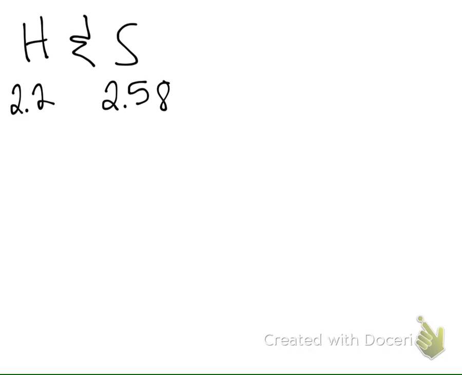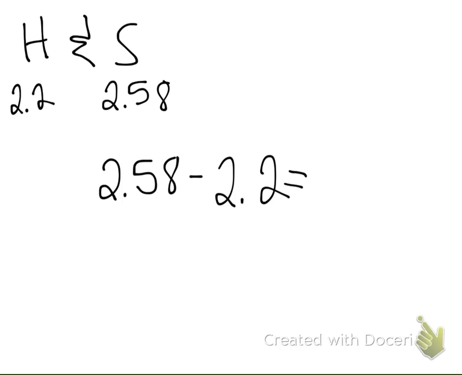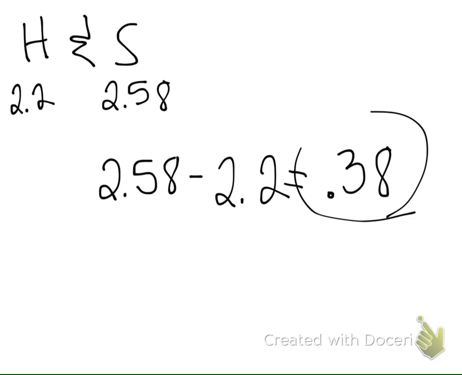And what's the electronegativity value for sulfur? 2.58. Okay, so what we do is we take bigger minus smaller, the larger one minus the smaller one. So we take 2.58 minus 2.2, and we get 0.38. In what range does this value fit? What type of bond would it have to be? Polar covalent.